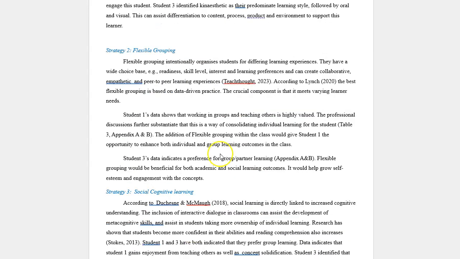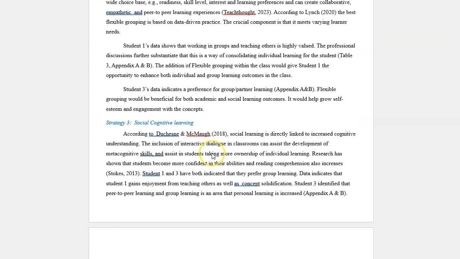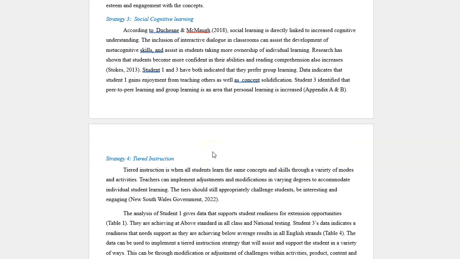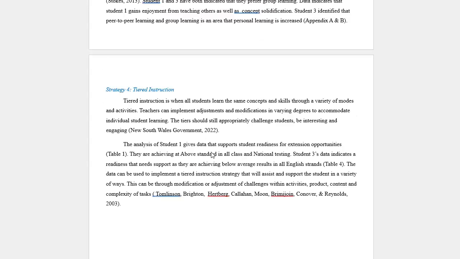Again, with flexible grouping, you'll see that it's just a short one on what grouping is, with an explanation of it, where they have an academic reference, and they've linked student 1 to that, and they've linked student 3 to that, and how they'll fit in. Similarly with social cognitive learning, which is more of a collaborative type strategy, and tiered learning. So in each case, it has expanded on the concept and linked the student.